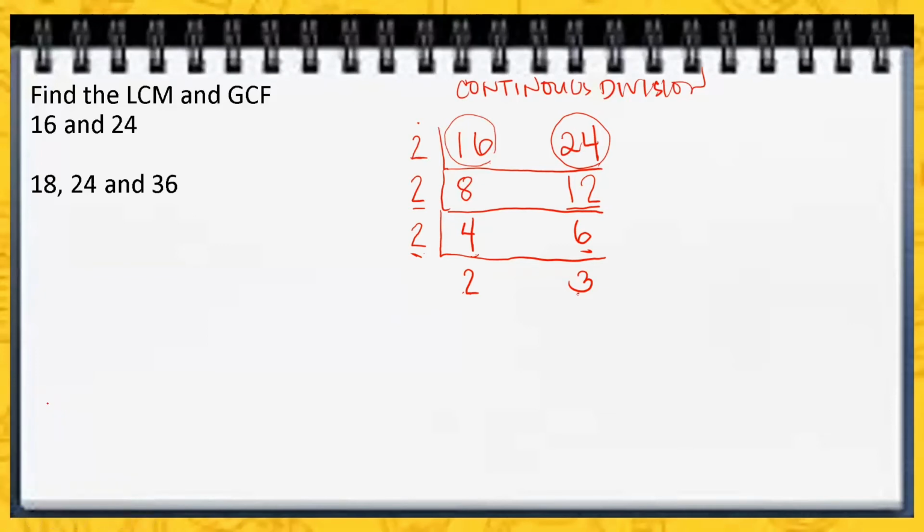So let's start with the GCF. So pag GCF, we will multiply the prime numbers na nakuha natin on the left side, or the divisor that we have. So these are the 2 times 2 times 2, and it is equal to 8. So the GCF is 8. Next, how do we find the LCM?